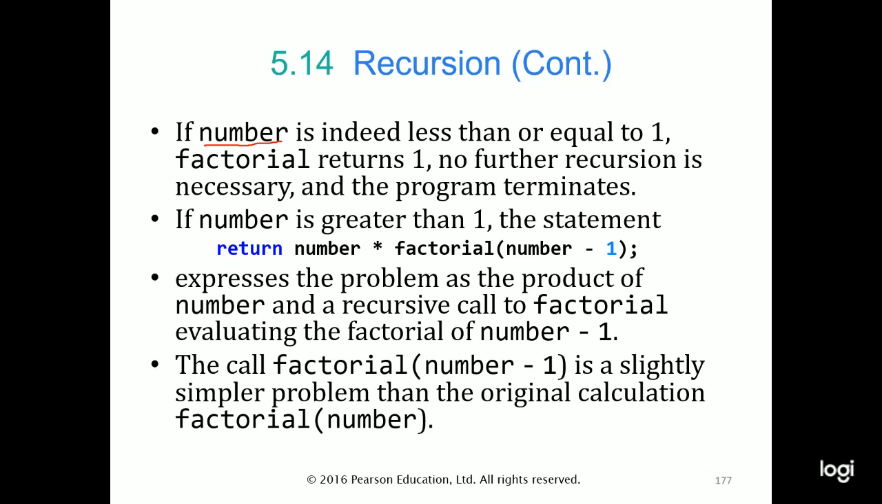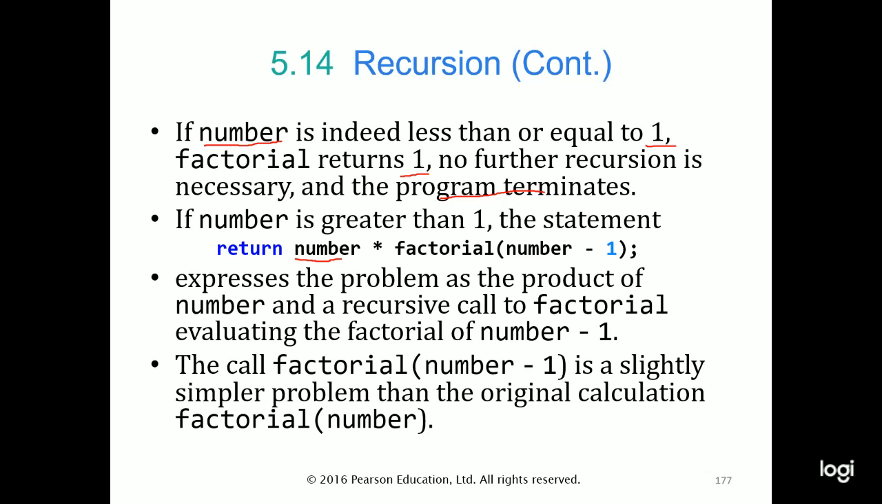Now if this argument, the number that is passed to the factorial function, is less than or equal to 1, then the function returns 1, and it does not make any further calls to itself, so the program terminates.